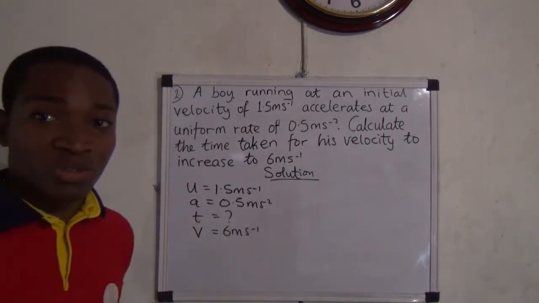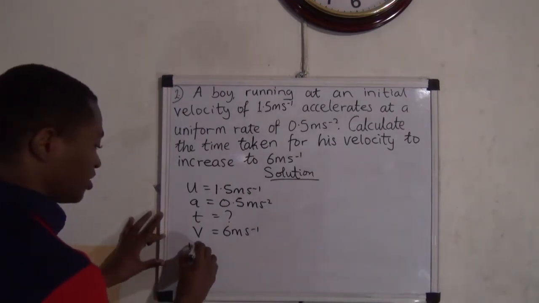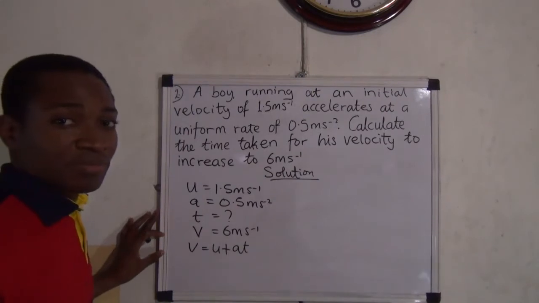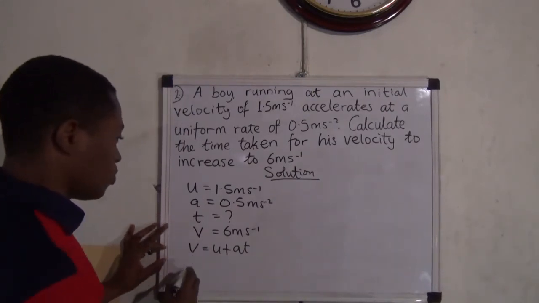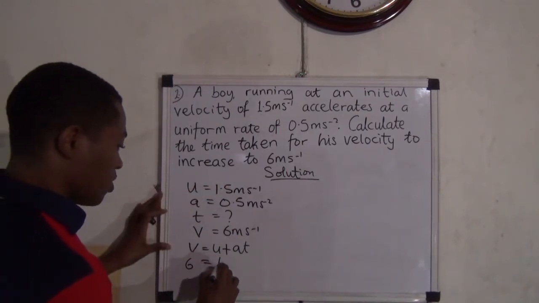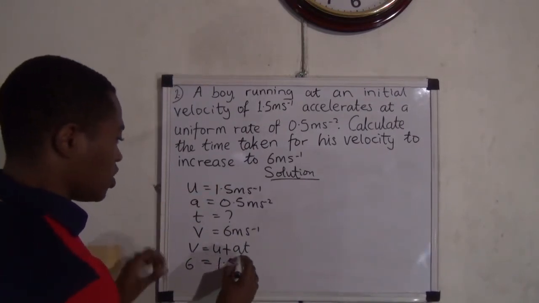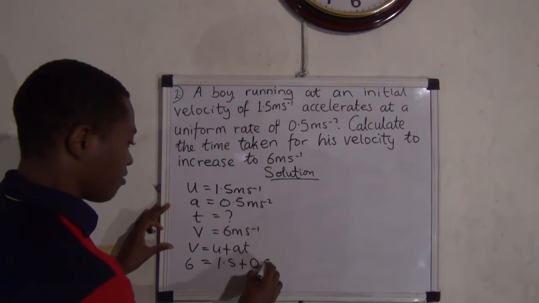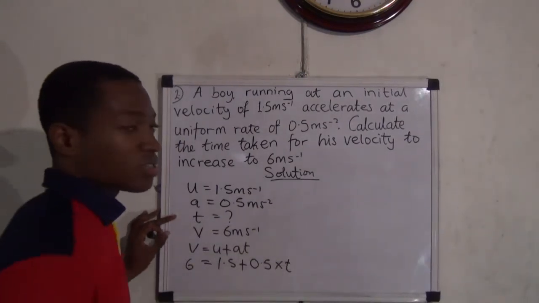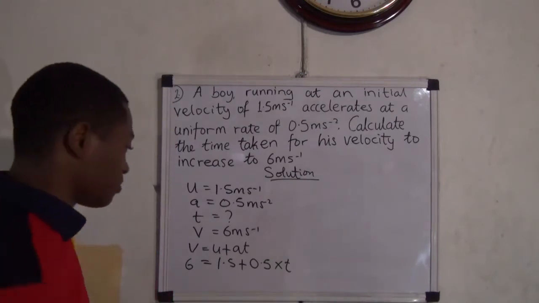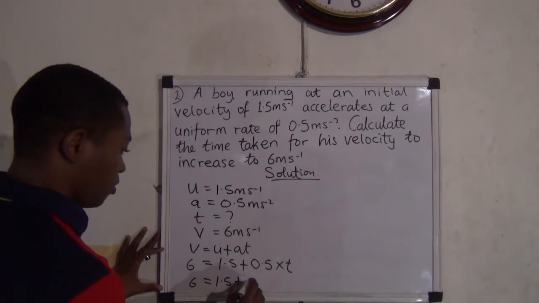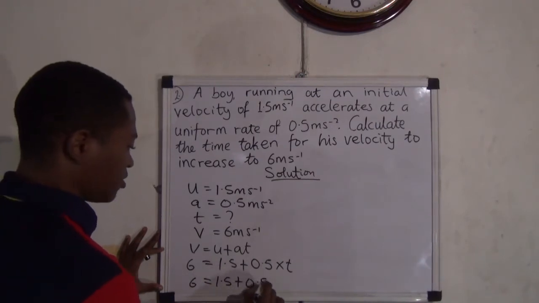Which formula would you use? The first equation of motion. This is direct. V equals U plus A T. Let's substitute our values. What's our V? V is 6. What is U? 1.5. Plus A. What's our A? 0.5. A T, 0.5 multiplied by T. So 6 is equal to 1.5 plus 0.5 T.